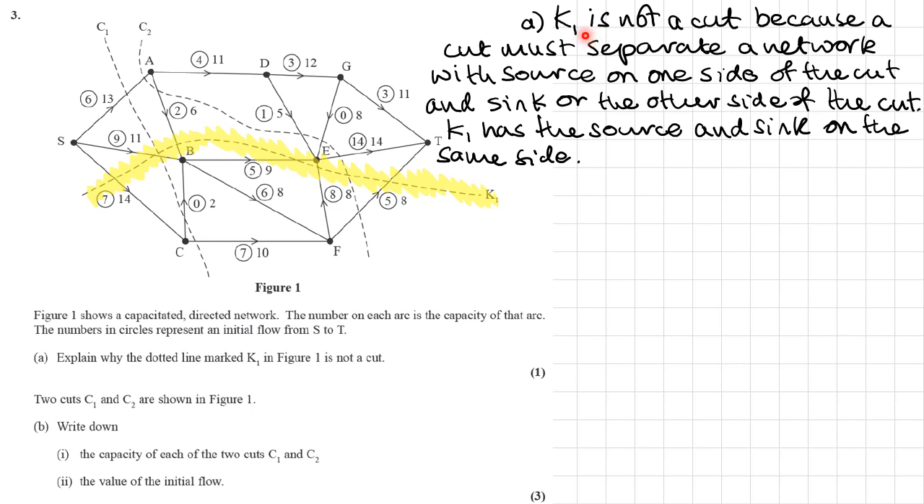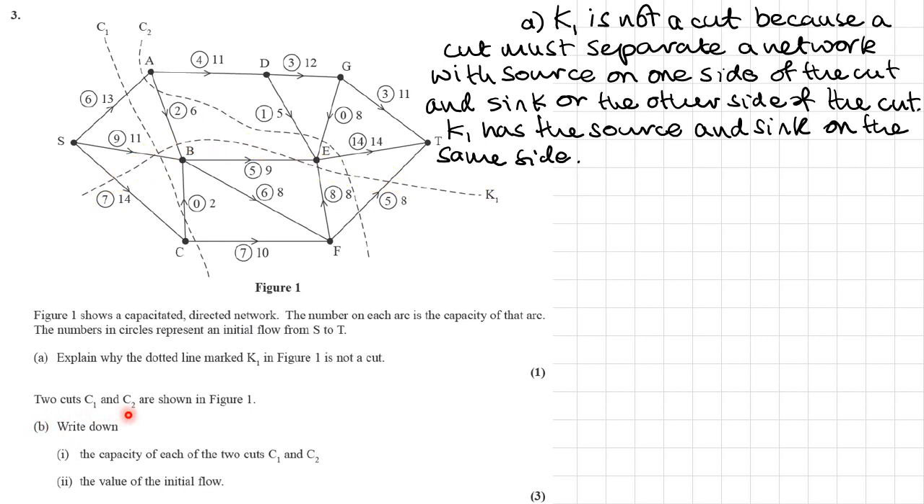So basically K1 is not a cut because a cut must separate a network with the source on one side of the cut and the sink on the other side of the cut. K1 has the source and sink on the same side. So we'll have a look here. You see the source and the sink, now both on the same side. So that's why K1 is not a cut.